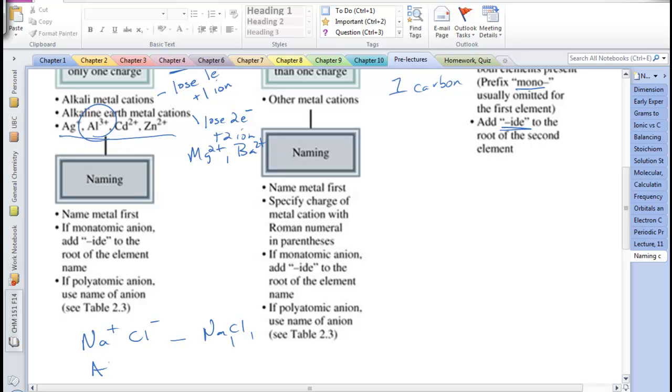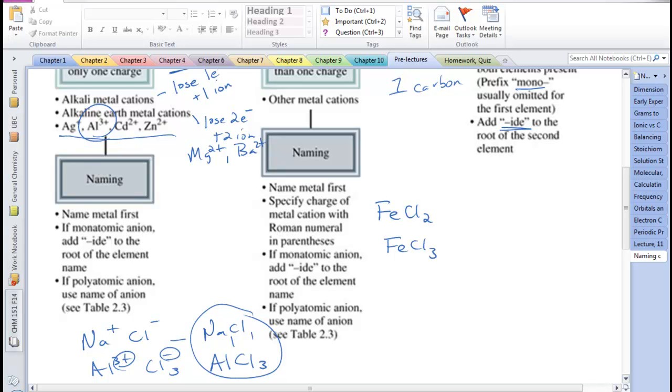Same thing if I take aluminum 3+ with chloride. It's always going to be AlCl3, because we need 3 times -1 to balance the +3. Now let me just show, before we name these, that these are the only chloride compounds that exist for sodium and aluminum. For iron, for example, there is both FeCl2 and FeCl3. So we're going to have to do something a little bit different with those because there's 2 different iron chlorides.